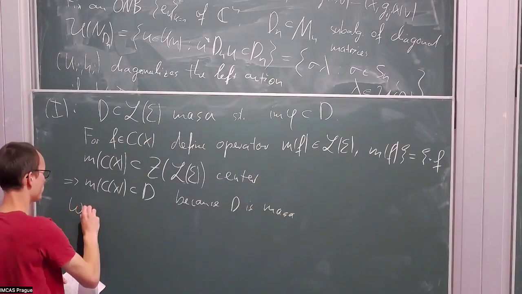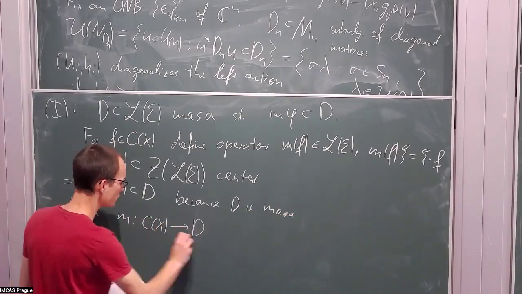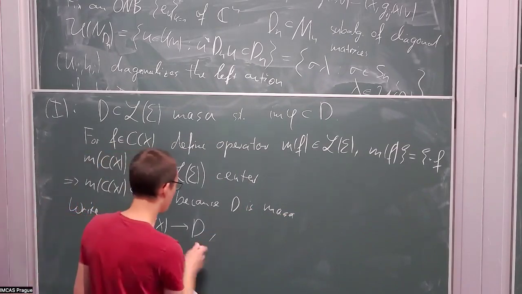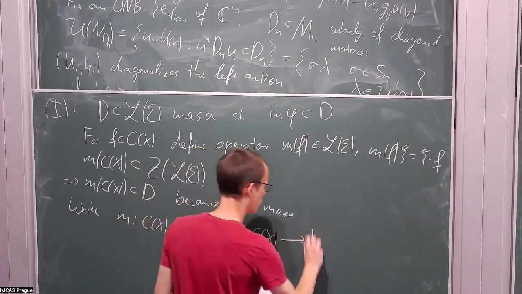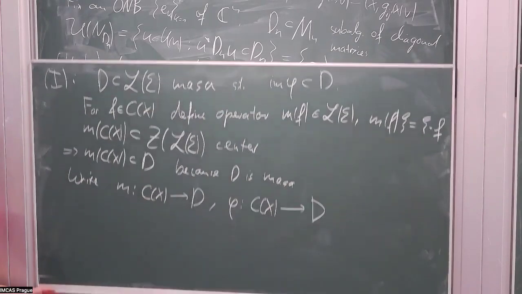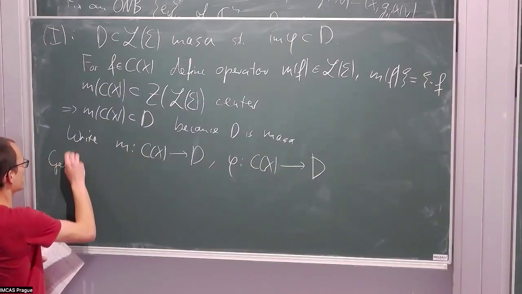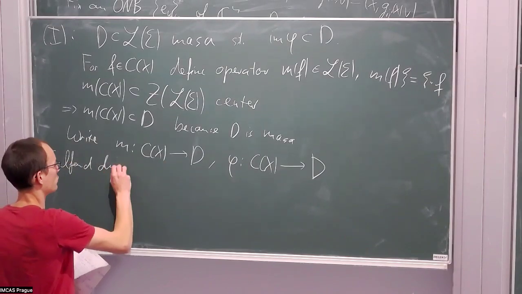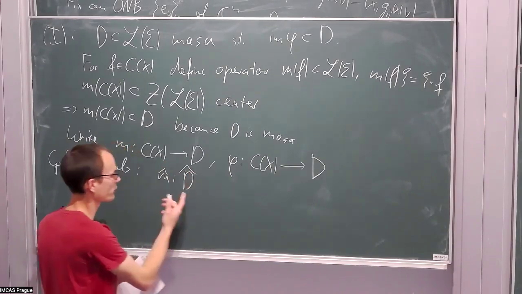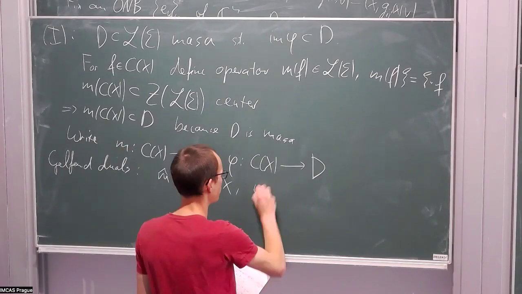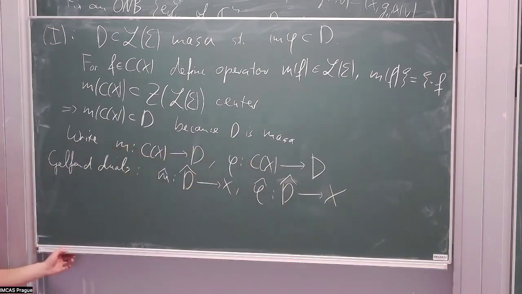Okay, and now this means we can regard M as a map from C of x into D, because its image lands in D. We again write M for this map, and the same holds for the left action, because by assumption, the image of the left action is contained in D. By abuse of notation, we write M and phi again. Now you take the Gelfand duals: M hat, which now goes from the Gelfand spectrum of D to X, and phi hat, which does the same.